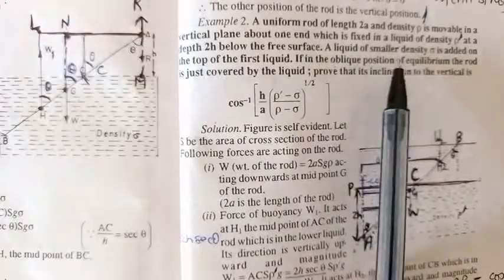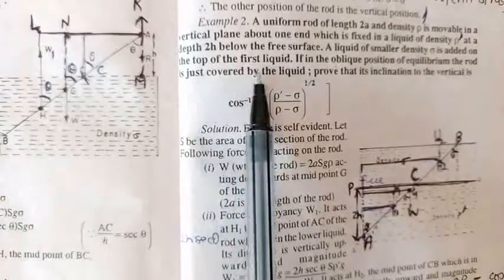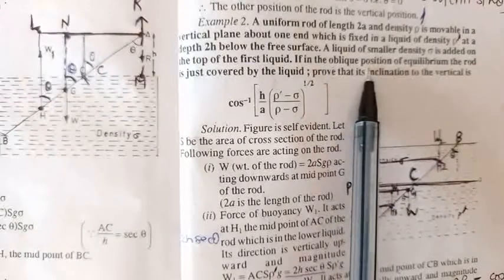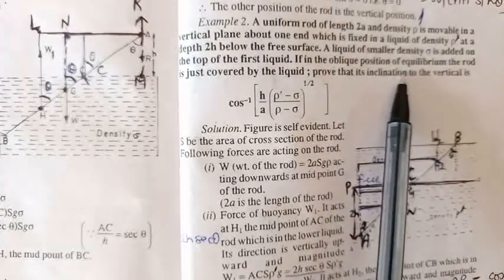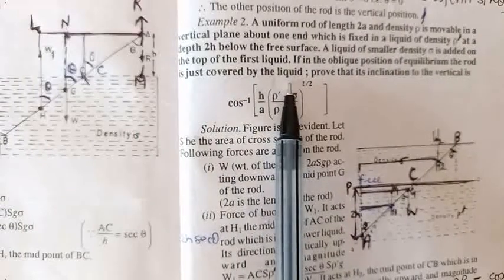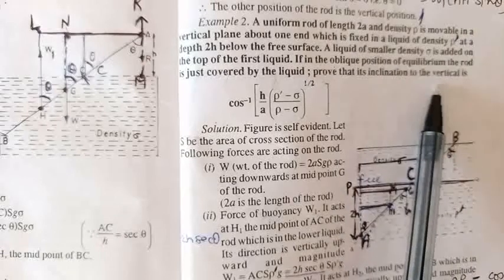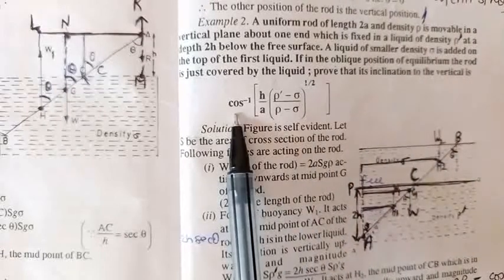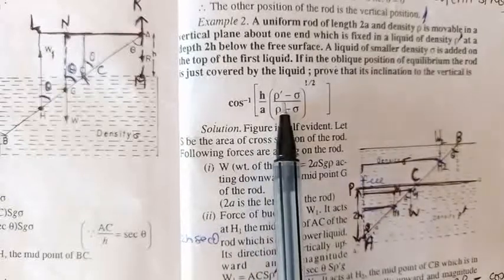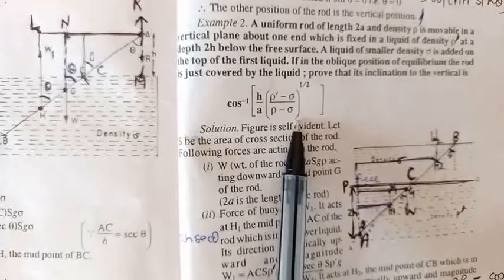A liquid of smaller density sigma is added on the top of the first liquid. If in the oblique position of equilibrium the rod is just covered by the liquid, then we are to prove that the inclination to the vertical of the rod is cos inverse (h/a) into square root of (rho dash minus sigma) upon (rho minus sigma).